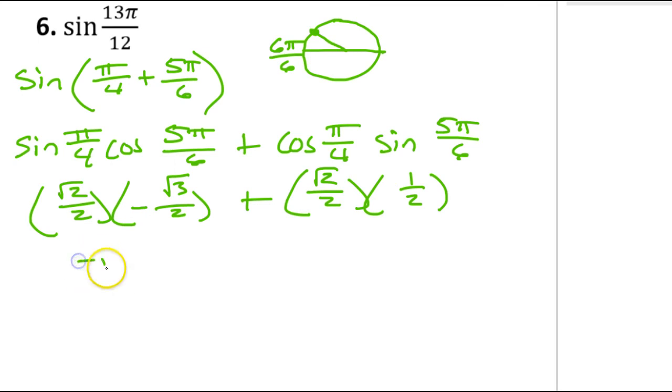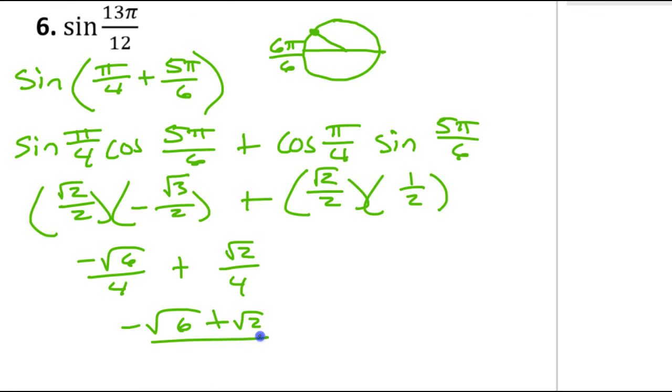So this is what I have. I'm going to have negative radical 6 over 4 plus radical 2 over 4. So that gives me negative radical 6 plus radical 2 over 4 for my final answer.